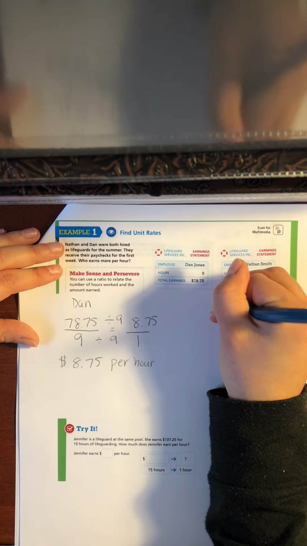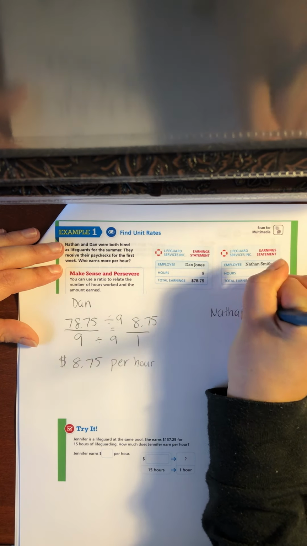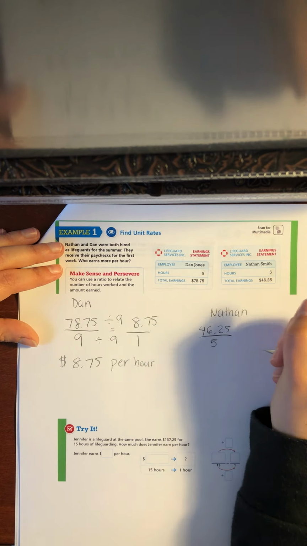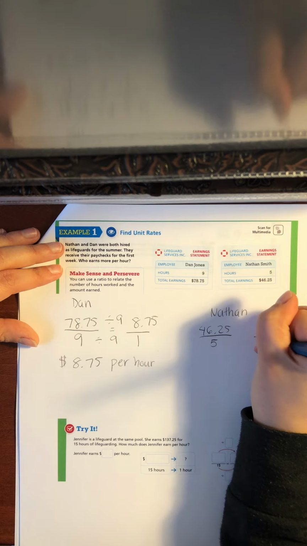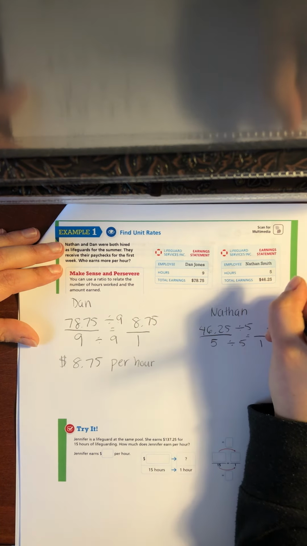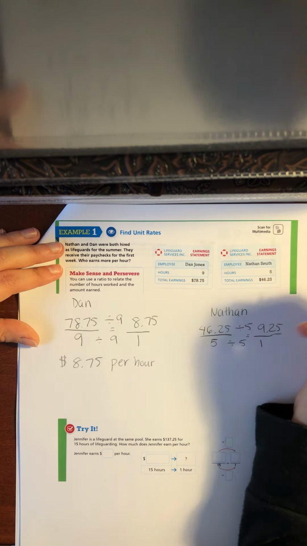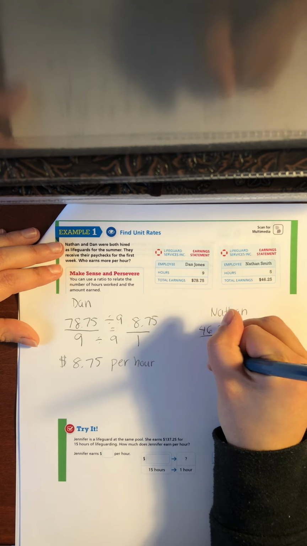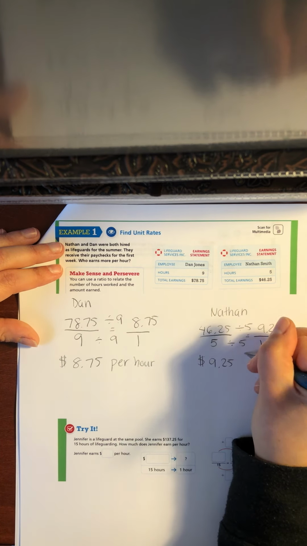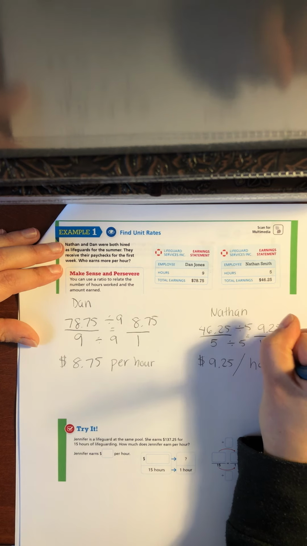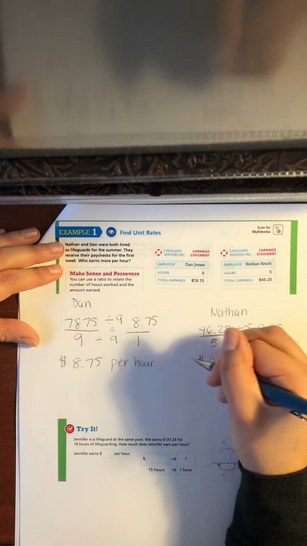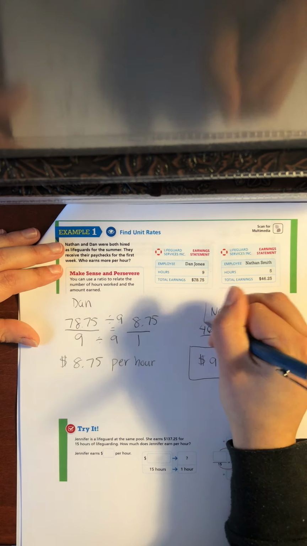And then we're going to do Nathan. $46.25 in 5 hours. We need to get this to 1, divide by 5, divide by 5, $9.25 per hour, $9.25. You can either write per hour or you could actually put like this, slash, because the slash sign means per hour, okay? So basically, Nathan made more money per hour.